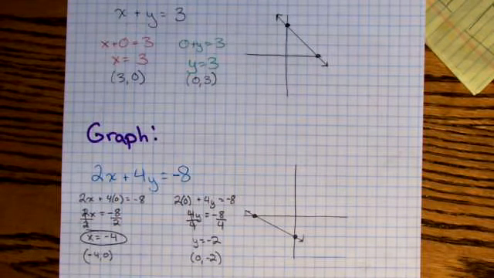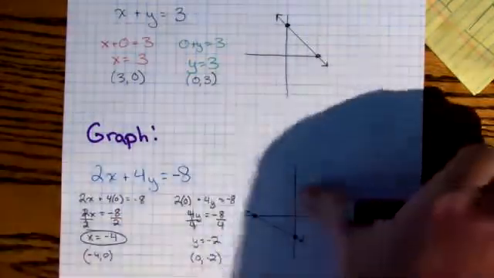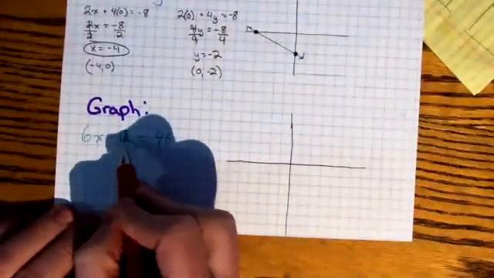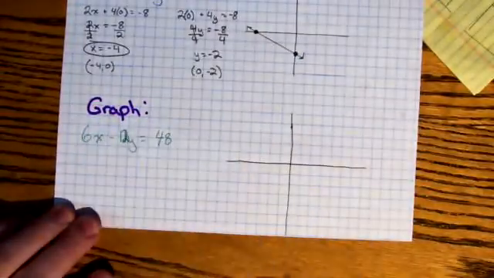All right? And let's do one more example, just because it's fun to do examples. Let's graph 6x minus 12y equals 48.